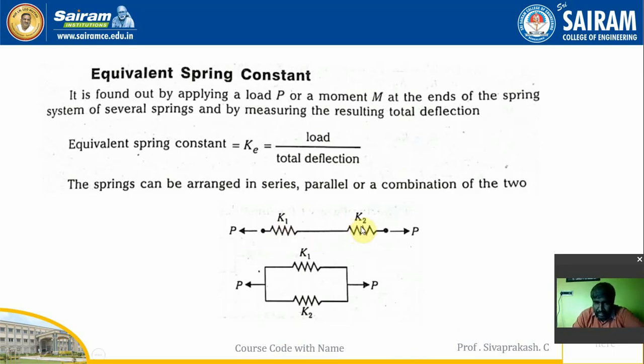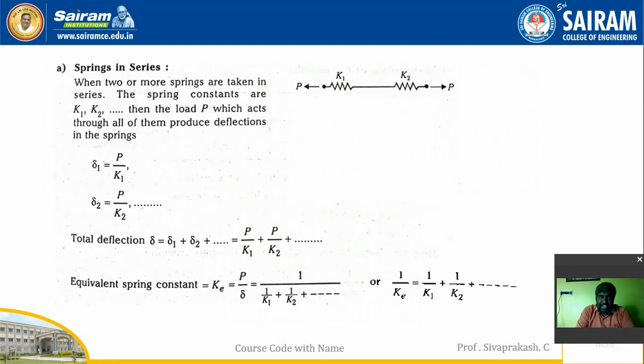You can see both sketches. This one is connected in series and this one is connected in parallel, which is very similar to the resistors you studied in the first year in your electrical subject. So let us take the first condition, when the springs are connected in series. When two or more springs are taken in series, with spring constants K1 and K2, the load P acts through all of them and produces a deflection in the springs.